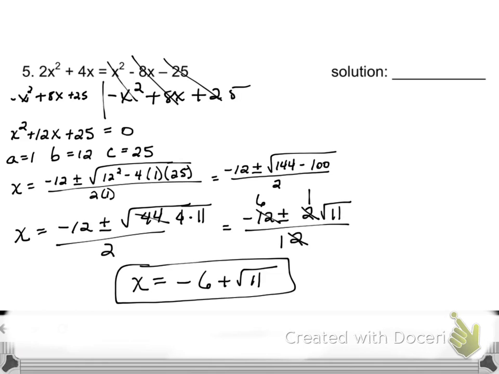When I reduced, it became 1. So my final answer up here in my little box, negative 6 plus or minus the square root of 11. And I should have had a plus or minus at the bottom there. Okay. That is the end of 5-5.